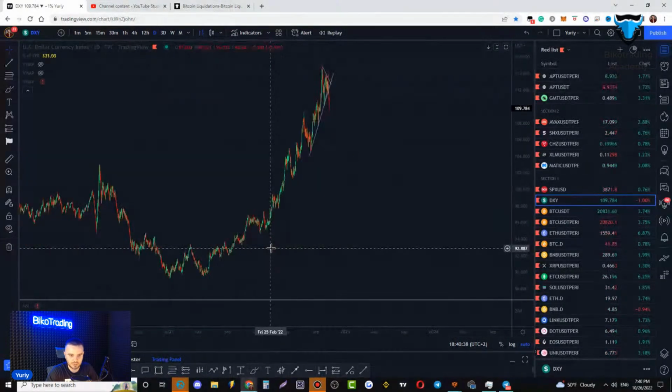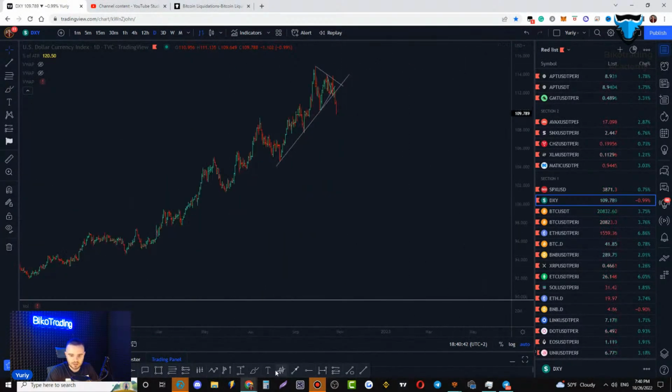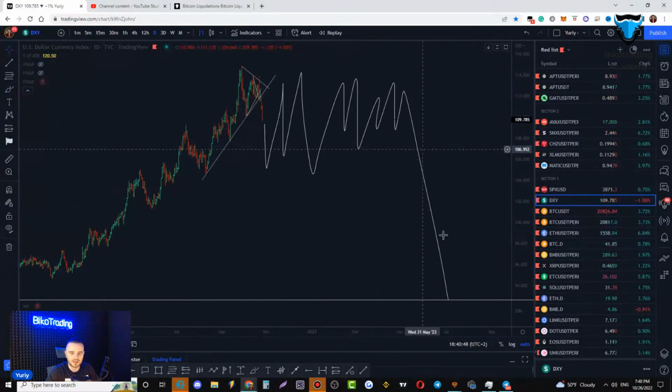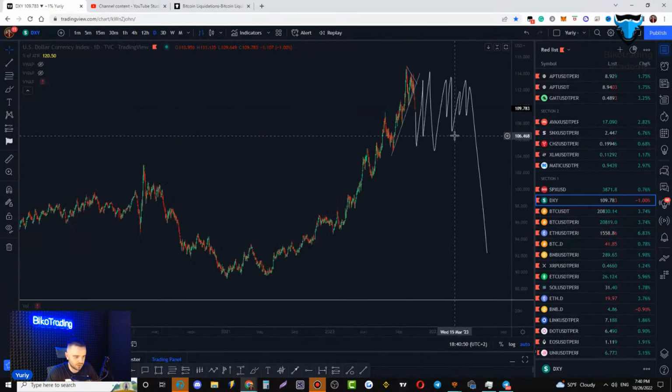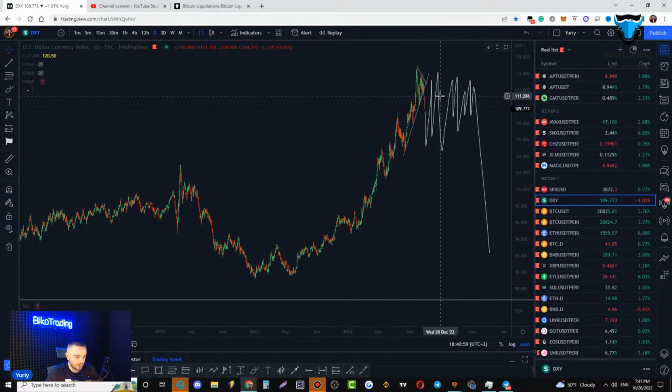Let me show you some example. I think at this moment for DXY, it would be good to create some range and just be in a range for some period of time. And after that, start a downtrend, because after this really big rally, it's enough, guys. It's enough. It's a currency. Remember that it's a currency.